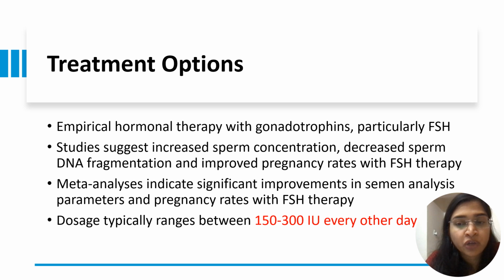If we talk about treatment options, empirical hormonal therapy for such patients is gonadotropins, particularly FSH. These exogenous gonadotropins, such as FSH, may compensate for the insufficient action of the endogenous gonadotropins, or they can stimulate weak spermatogenesis activity. Studies suggest increased sperm concentration, decreased sperm DNA fragmentation, and improved pregnancy rates with FSH therapy. Meta-analysis indicates significant improvements in semen analysis parameters and pregnancy rates with FSH therapy. Dosage typically ranges between 150 to 300 international units every other day. But large-scale, well-designed studies are needed to confirm the utility of hormonal therapy, especially in non-obstructive azoospermia patients.